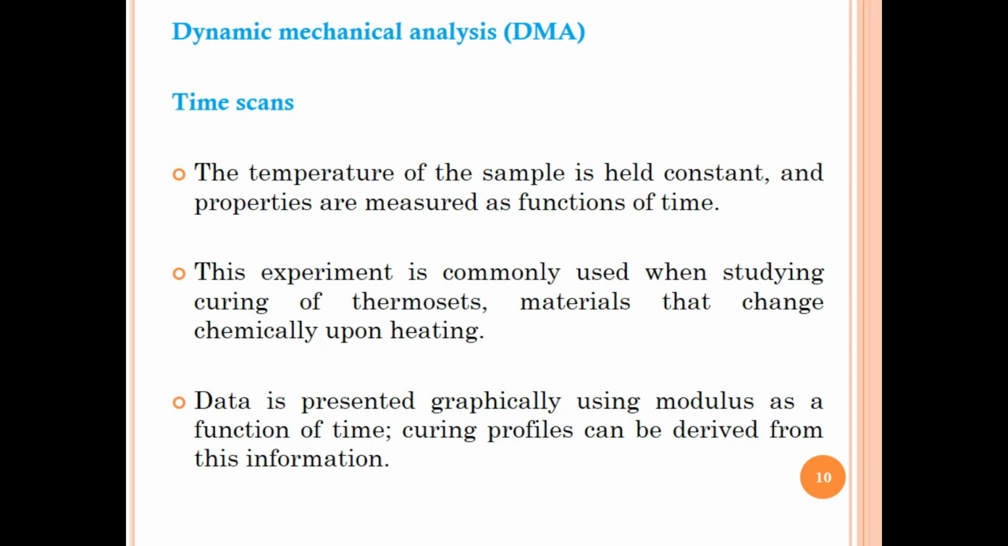Now the time scan is another type of experiment in DMA. The temperature of the sample is held constant and the properties are measured as a function of time. This experiment is commonly used when studying curing of thermosets, materials that change chemically upon heating. Data is represented graphically using modulus as a function of time. Curing profile can be derived from this information.